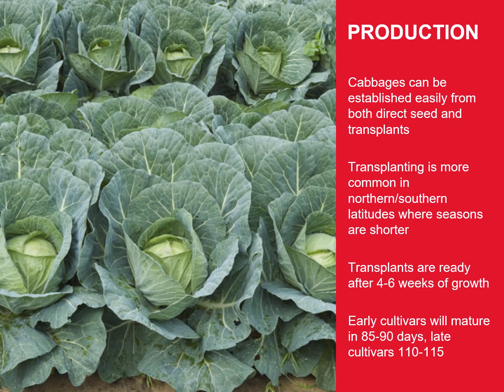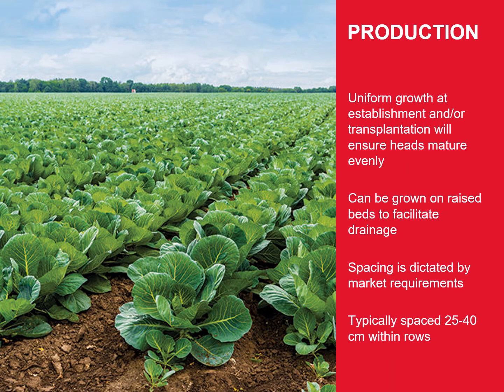Uniform growth at establishment of the cabbage crop is quite important to ensure that all of the heads are maturing at the same pace and can be harvested at the same time. They can be grown on raised beds to facilitate drainage. It's important that the crop doesn't become overly waterlogged.